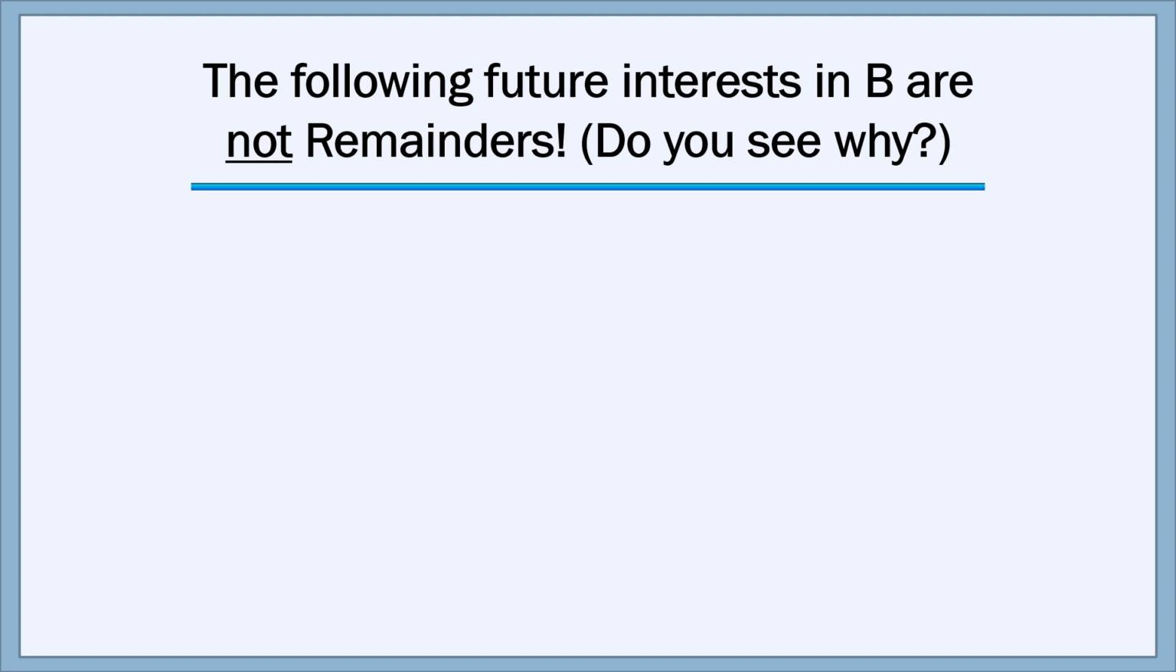Now we're going to look at some examples in which the future interest isn't a remainder, and I want you, as we look at each one, to say which of the rules for remainders does this one not satisfy so that it's not a remainder.